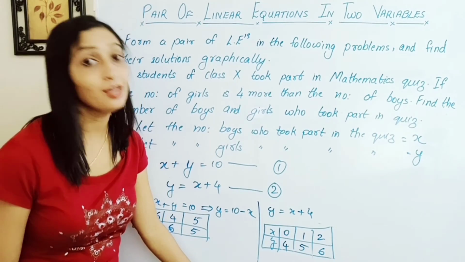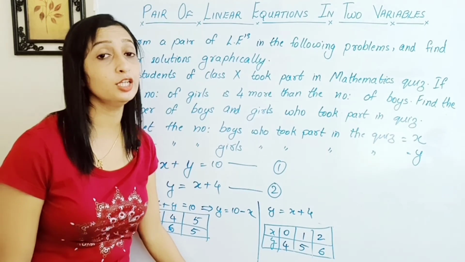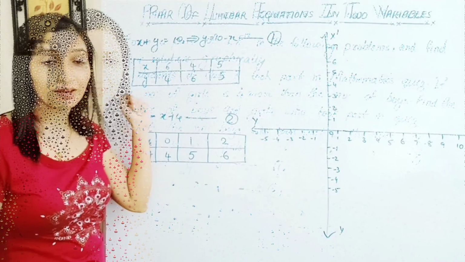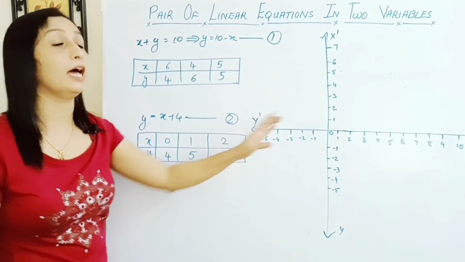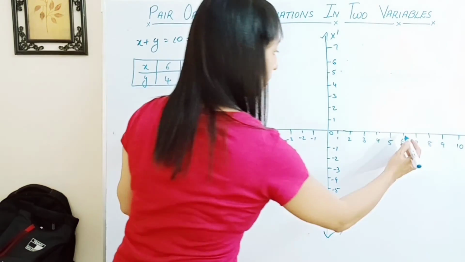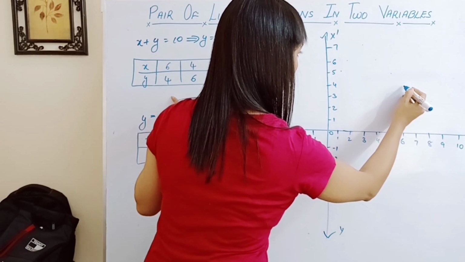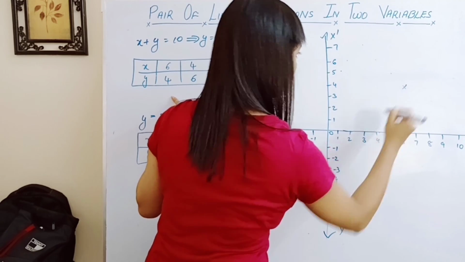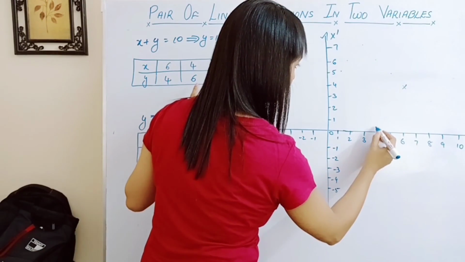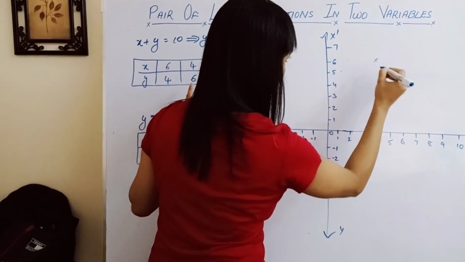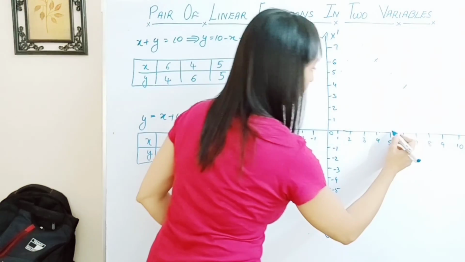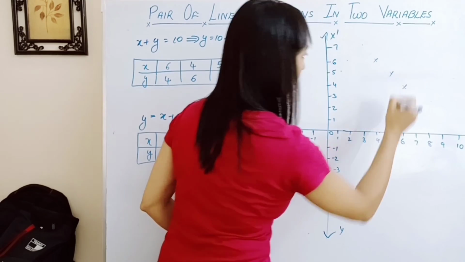Now let's find the solution of both the linear equations graphically. So let's draw the graph. I have written the tables here and we are going to plot the graph. Which is the first point? 6, 4: 6 on the x-axis and 4 on the y-axis, so that will be a point here. Next 4 and 6: 4 on the x-axis and 6 on the y-axis. So this will be a point. Then 5, 5: 5 on the x-axis and 5 on the y-axis.